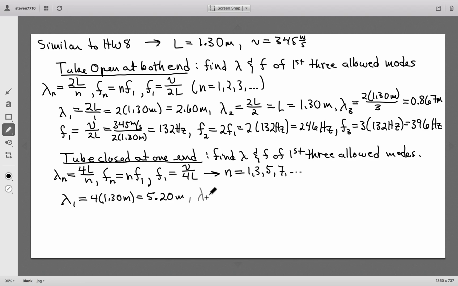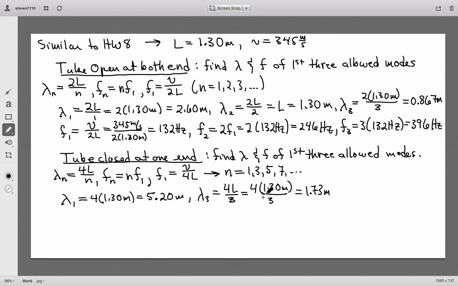Lambda 3 is the next allowed mode. And so that's 4L over 3, basically 4/3 the length. 4 times 1.30 meters over 3. Do that calculation, get 1.73 meters.